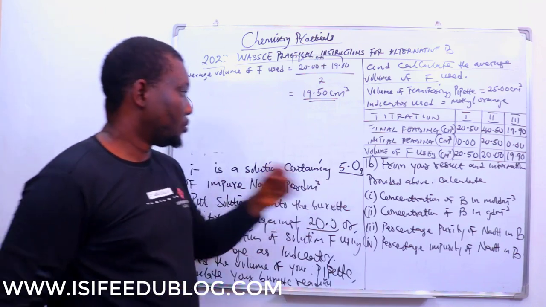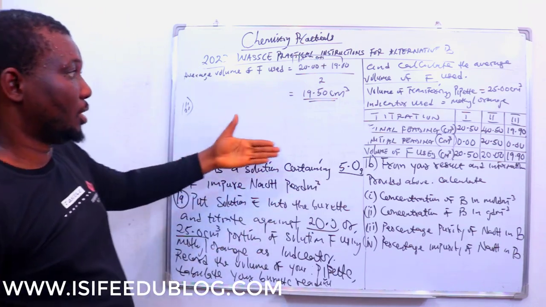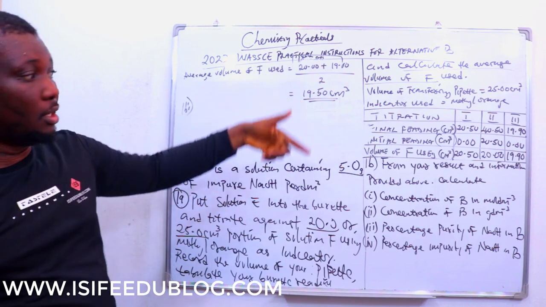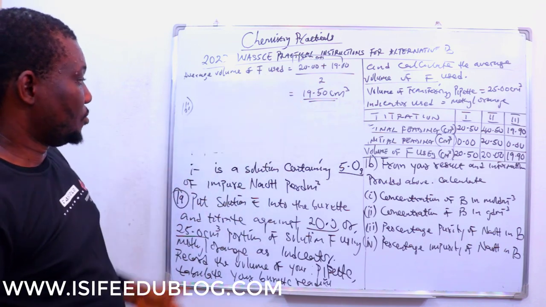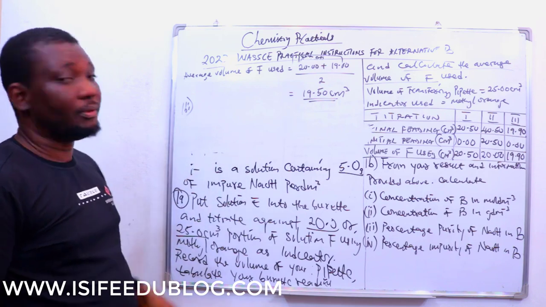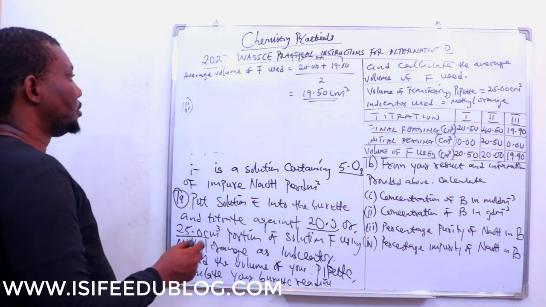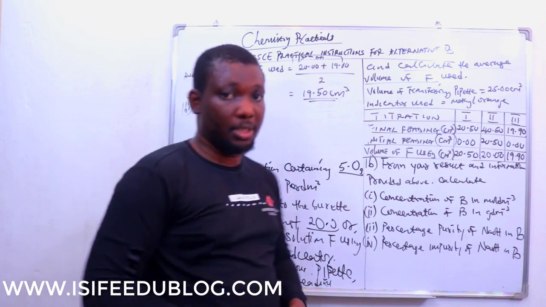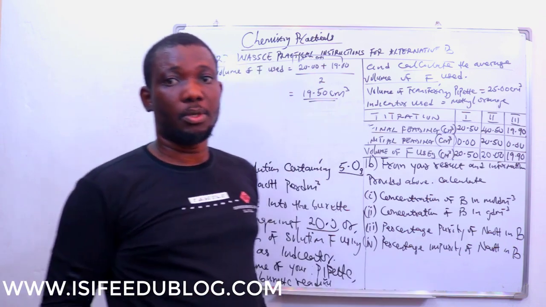So let's go to BI. Very simple. Since we already know the molarity of A is 0.100, we'll just go ahead and balance the equation between the acid, the E and the F quickly. They're going to give you the equation, you're still going to see it in that question paper, the equation of the reaction.